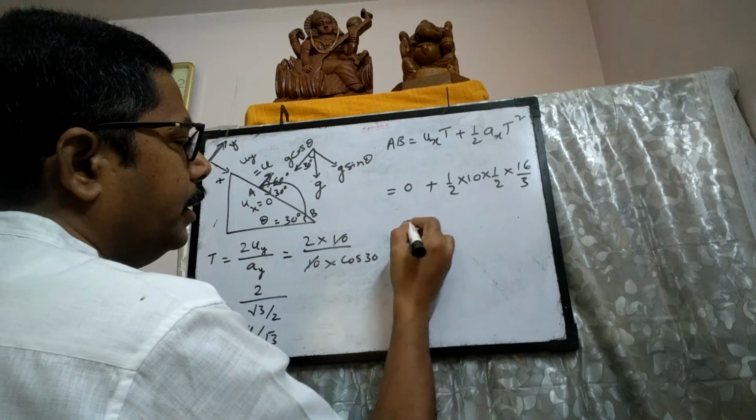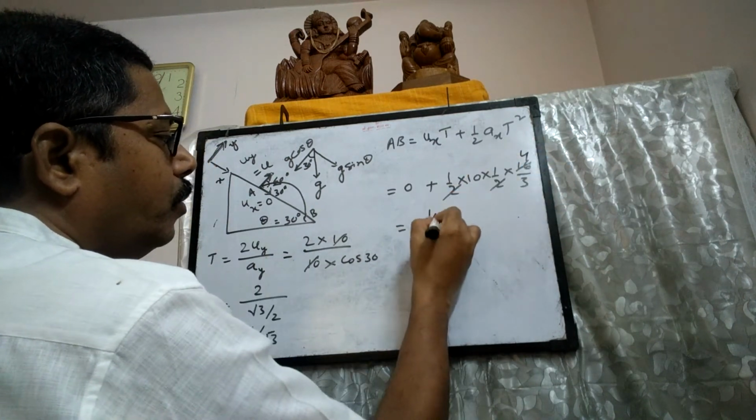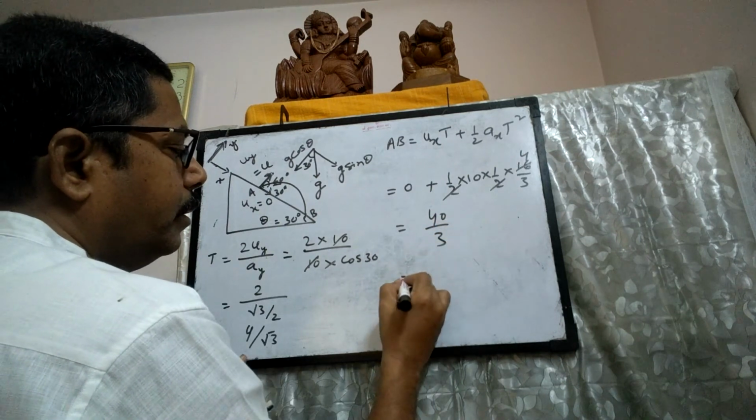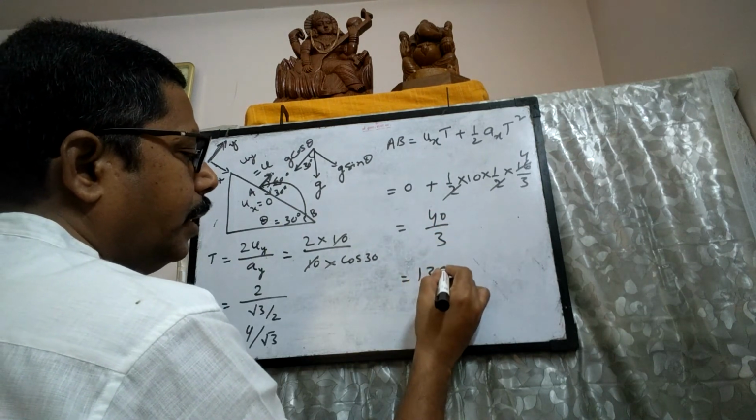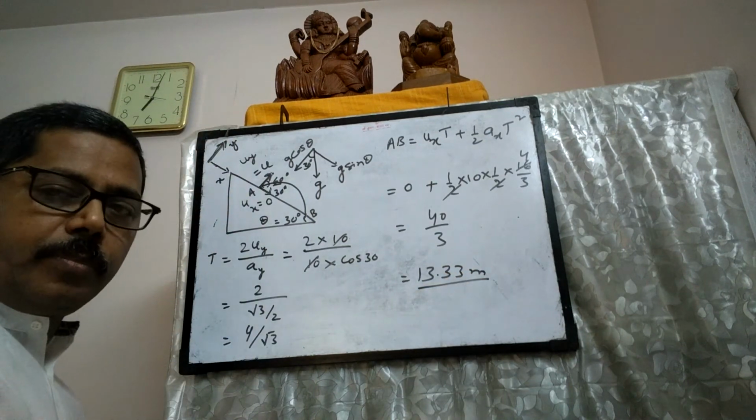t square means 16 by 3. Now these two will cancel. This becomes 40 by 3. That is nothing but 13.33 meter. Okay.